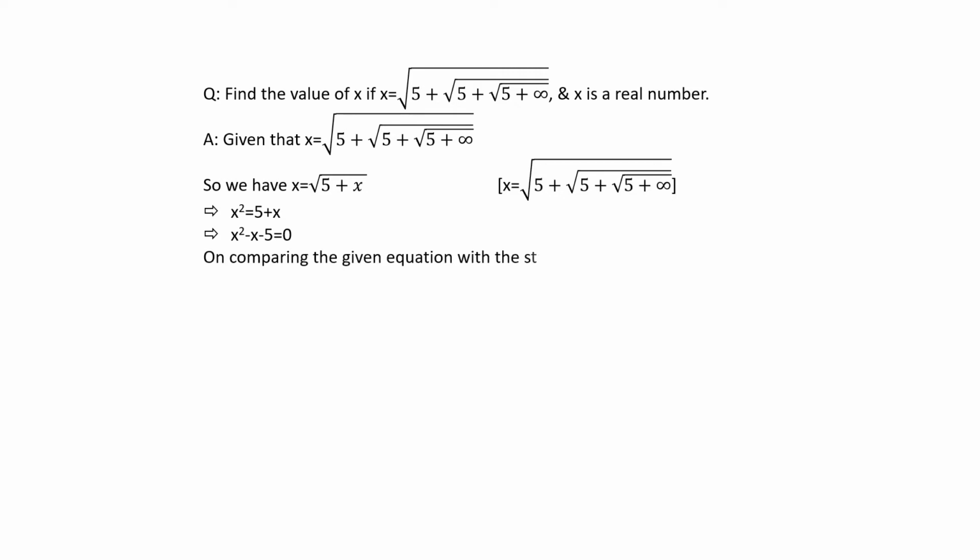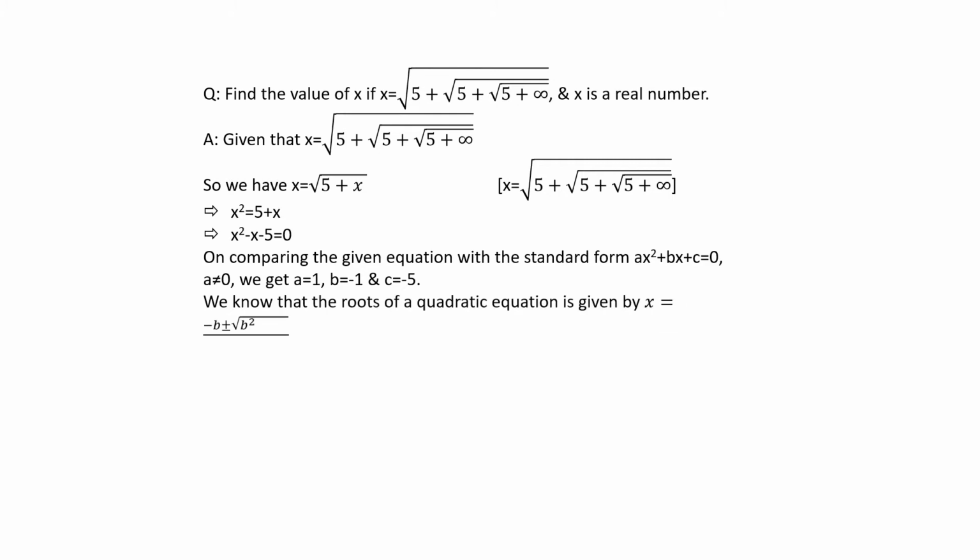Now on comparing the given equation with the standard form, we get a equals to 1, b equals to minus 1 and c equals to minus 5. We know the roots of a quadratic equation is given by x equal to minus b plus minus square root of b square minus 4ac whole divided by 2a. So putting the values of b, a and c, we get x equals to minus of minus 1 plus minus square root of minus 1 whole square minus 4 into 1 into minus 5 whole divided by 2a, or it is nothing but 1 plus minus square root of 21 by 2.